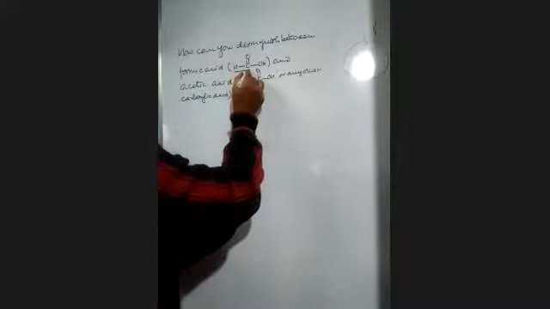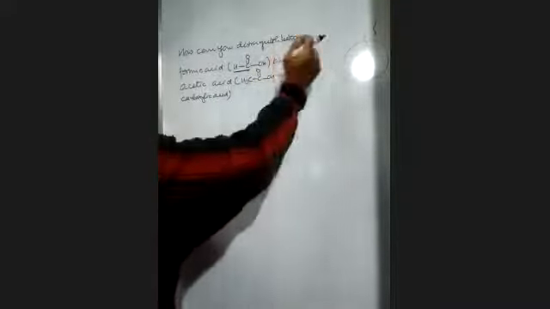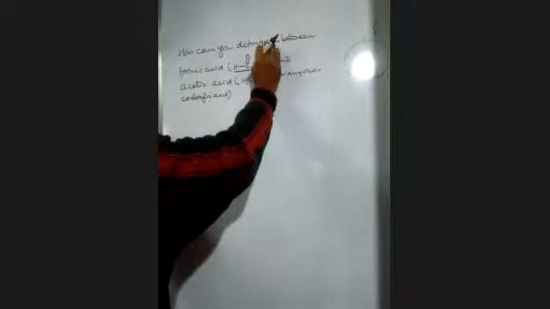Why? Formic acid has an aldehyde group. If you see from this side, carboxylic acid. If you see from this side, aldehyde. Please remember, formic acid is the only acid which responds to Tollens reagent test. It gives you silver mirror. No other carboxylic acid gives the silver mirror test.